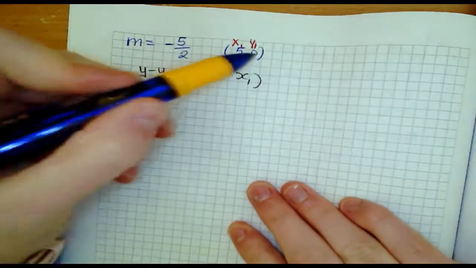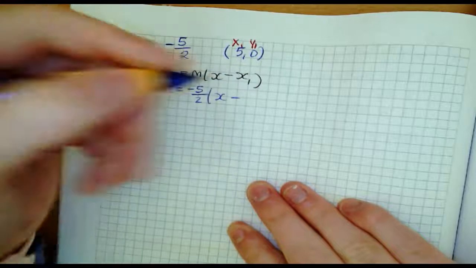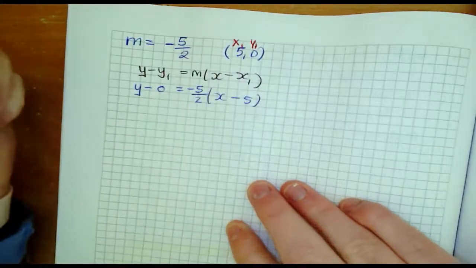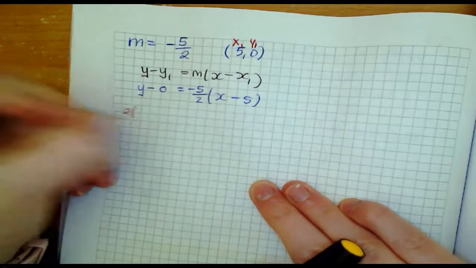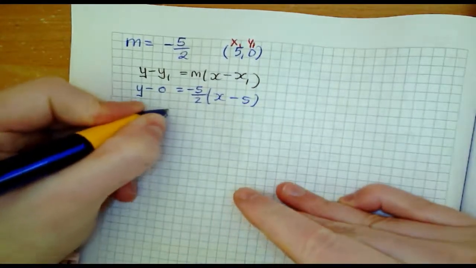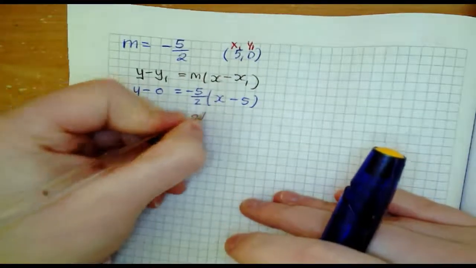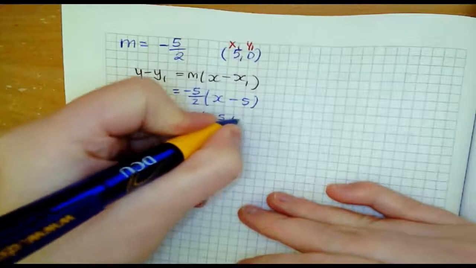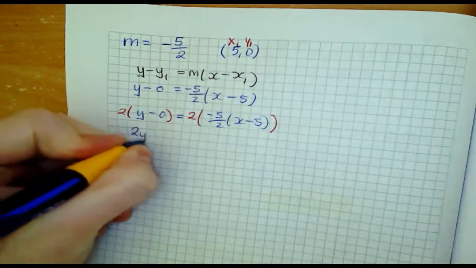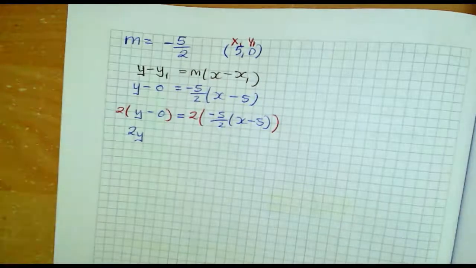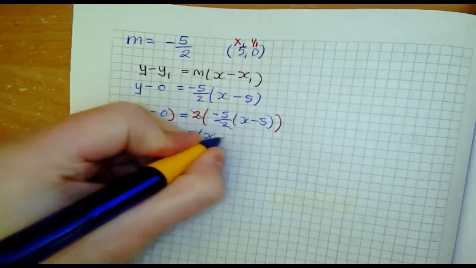So y then minus y1, what did I label y1? It was 0, is equal to minus 5 over 2 by x minus, what's my x1? It's 5. So I'm going to multiply across by 2 then to get rid of that fraction. So I'm multiplying across 2 because it's on the bottom of the fraction. So it's going to be 2 by y minus 0 is equal to 2 by minus 5 over 2 by x minus 5. So my 2 by y is 2y. Minus then 2 by 0 is 0, so it goes to nothing, is equal to, these 2's are going to cancel, so I'm going to be left with minus 5 by x minus 5.